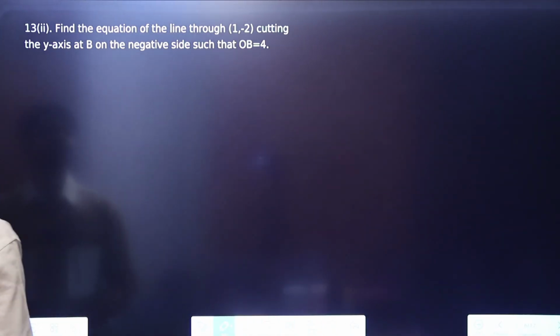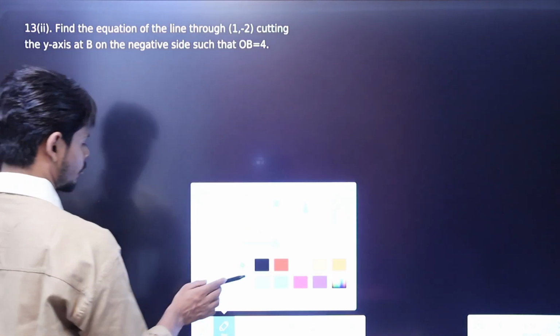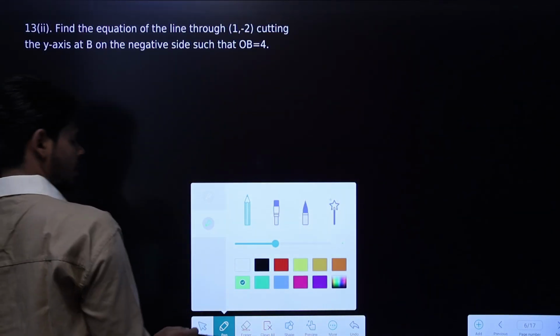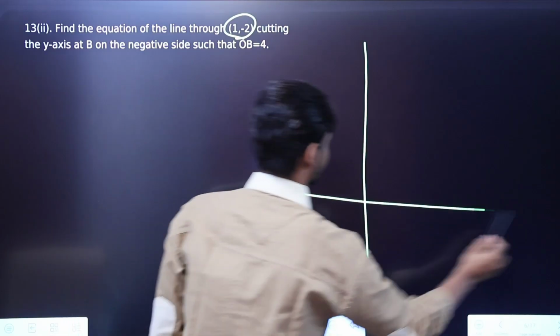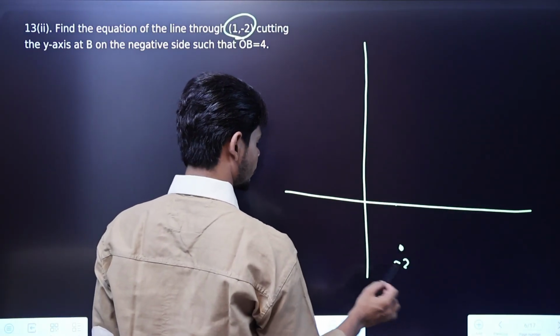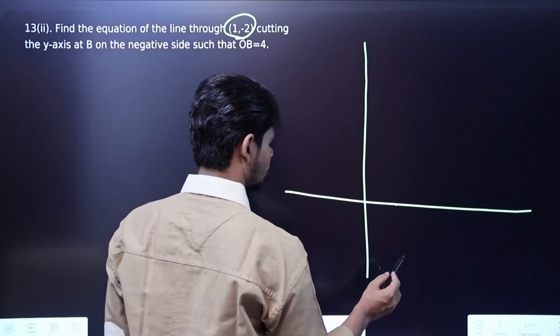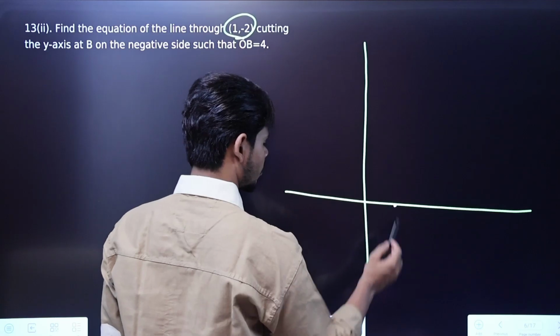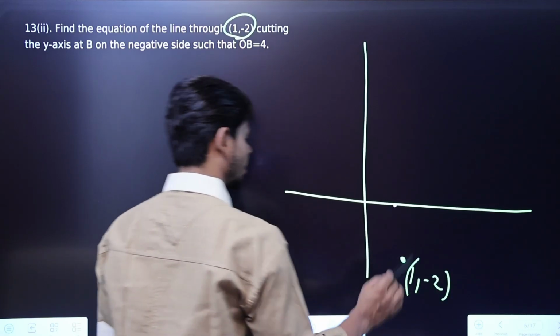Next, we need to find the equation of the line passing through this, cutting the y-axis at B on the negative side such that OB is 4. On the negative side, no problem. So the line is passing through (1, -2). Again the same type of question. 1 comma minus 2, somewhere here. If it is 1, then -2, yes, it was right. (1, -2), right?